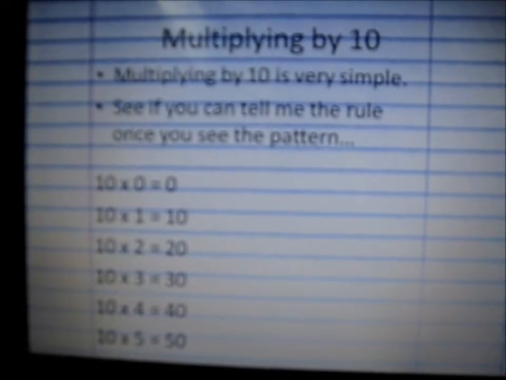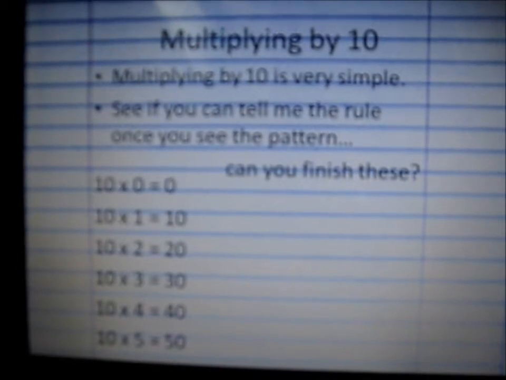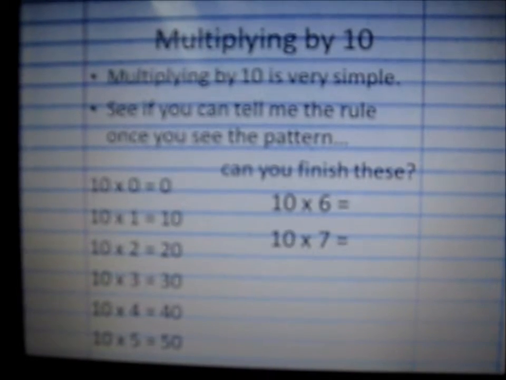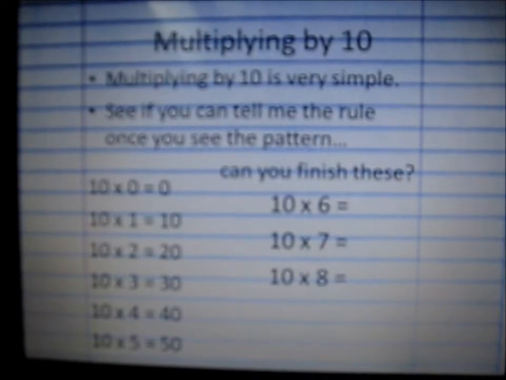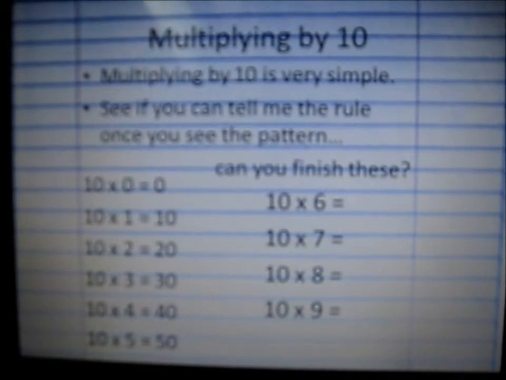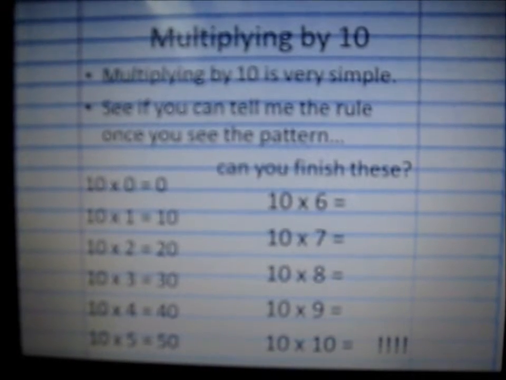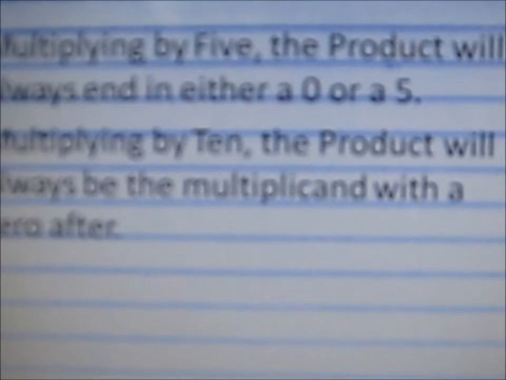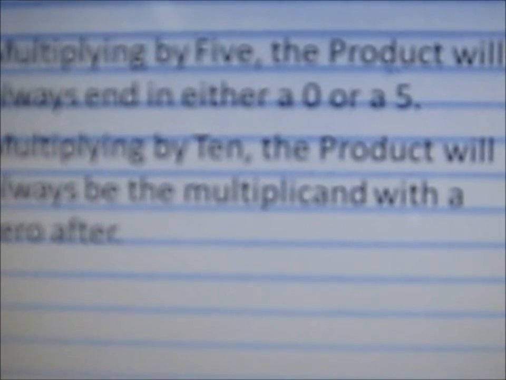Do you think you have it? Can you finish these? 10 times 6 equals, 10 times 7 equals, 10 times 8 equals, 10 times 9 equals, and 10 times 10 equals. Here are the rules. Multiplying by 5, the product will always end in either a 0 or a 5. Multiplying by 10, the product will always be the multiplicand with a 0 after.